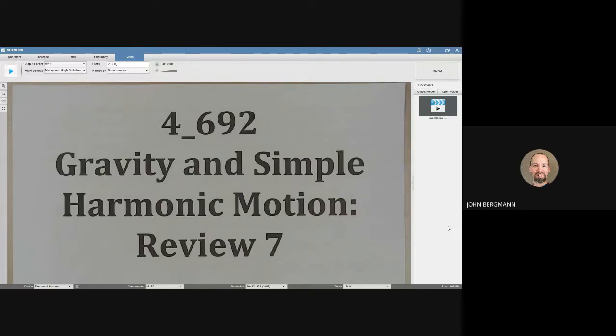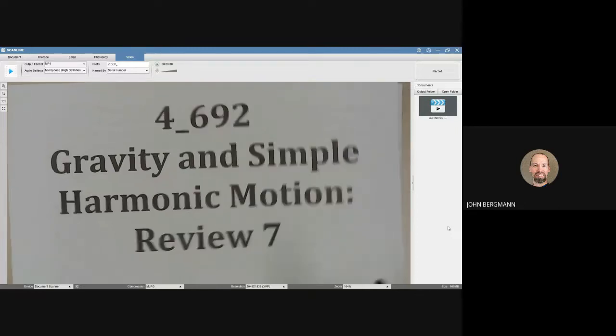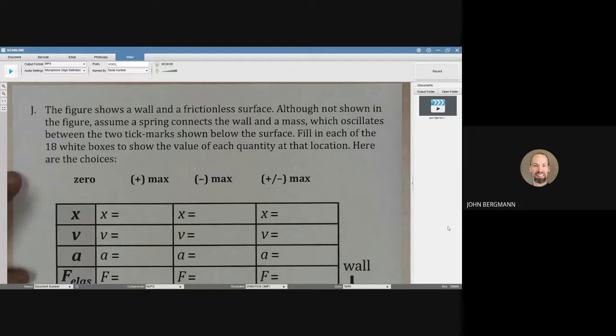Gravity and Simple Harmonic Motion Review 7. All right, you can't quite see the figure yet, but you will be able to here in just a minute. And that figure is going to depict a wall and a frictionless surface. Although not shown in the figure, assume a spring connects the wall and the mass, which oscillates between the two tick marks shown below the surface.